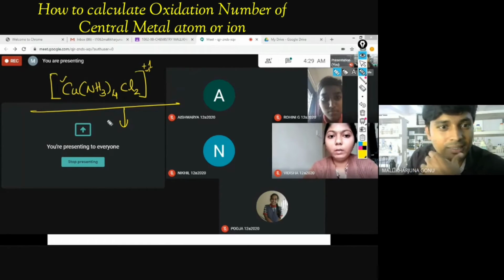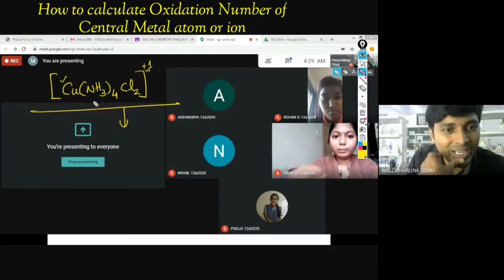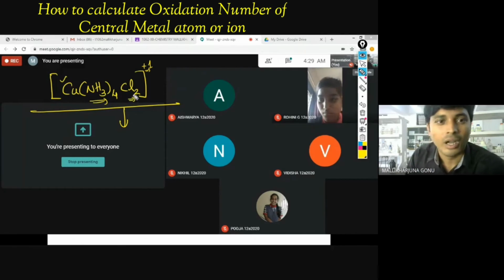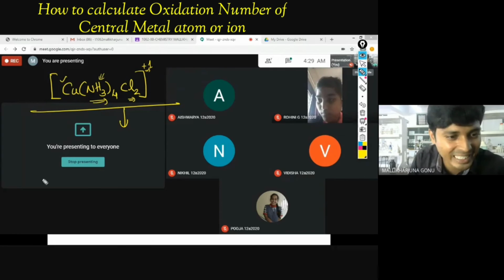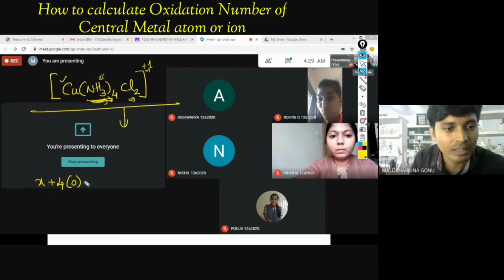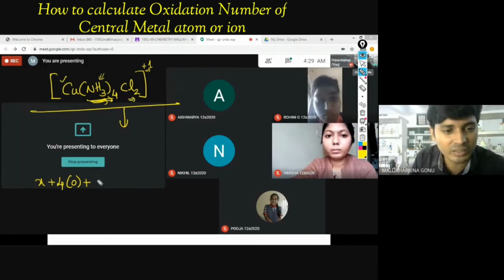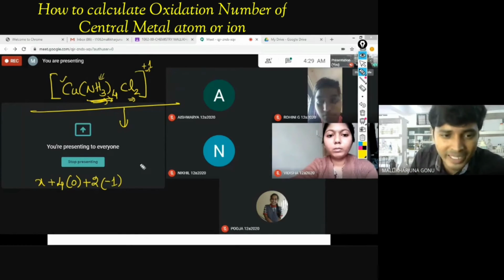Next, you have to find out the oxidation state. Usually, I said NH3 is a neutral ligand, which is 0, and Cl is -1. So I will take x for Cu plus how many ligands of NH3 are there? 4 ligands. So 4 into 0, which is neutral, right? Plus chlorine, how many are there? 2. So 2 Cl, what is it? -1. Chlorine is -1, right?